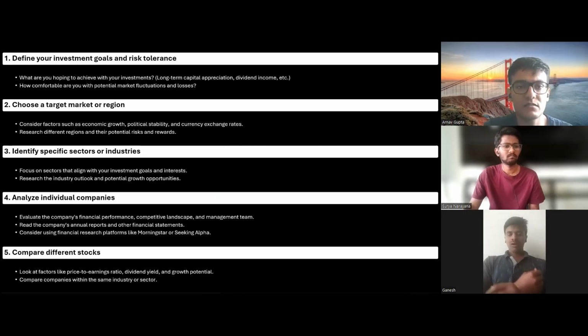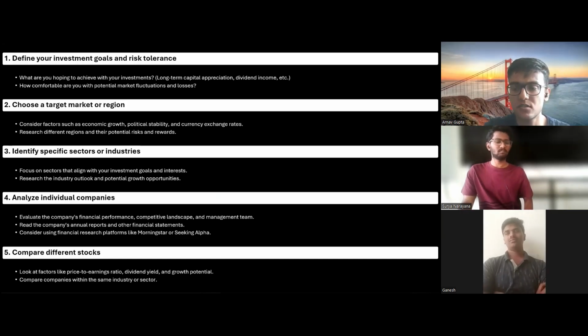First, define your investment goals and risk tolerance. What are you hoping to achieve with your investments? Second, how comfortable are you with potential market fluctuations and losses?